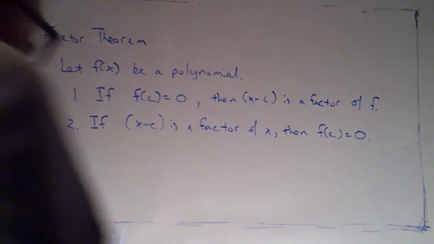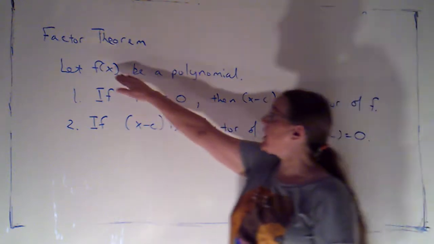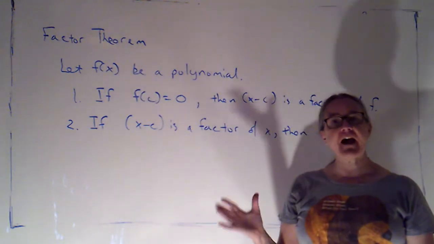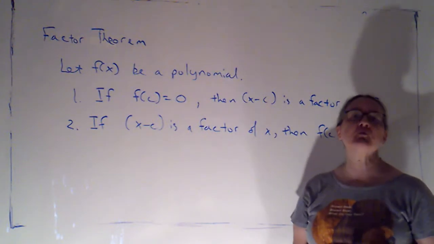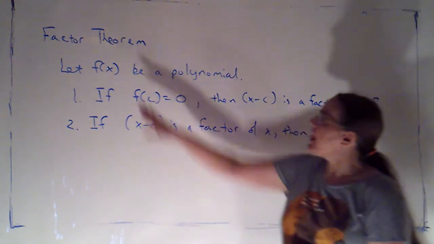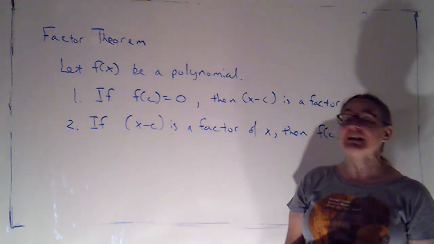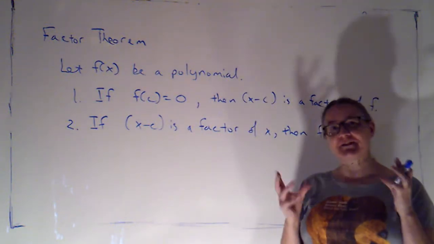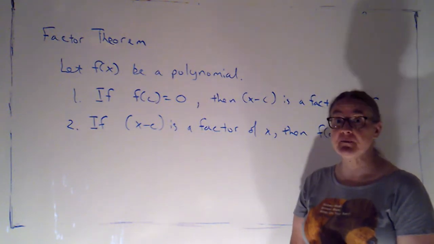We ended the last video with the remainder theorem, which basically said if I had a polynomial, and I divide it by x minus some number c, the remainder will be f of c. The factor theorem is essentially a special case in which x minus c actually divides evenly into the polynomial, which means that the remainder would be 0.